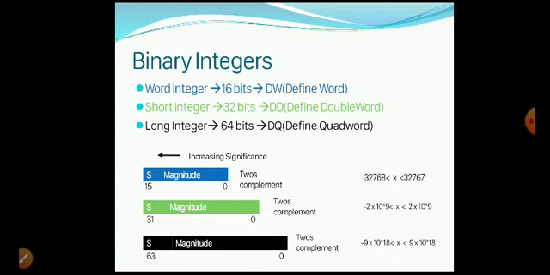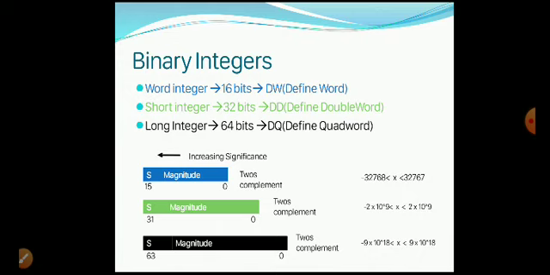If the number is of 32 bits, then the range changes, that is, from minus 2 into 10 to the power 9, this is for the sake of understanding, to plus 2 into 10 to the power 9. This is called the double word format.